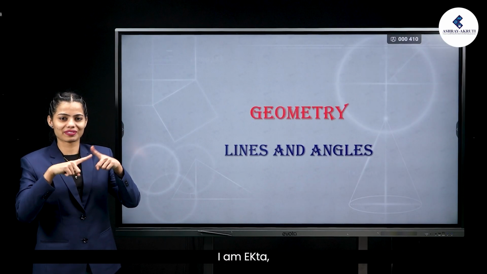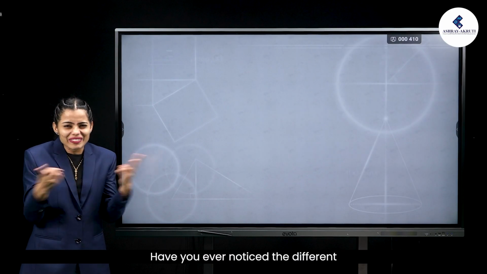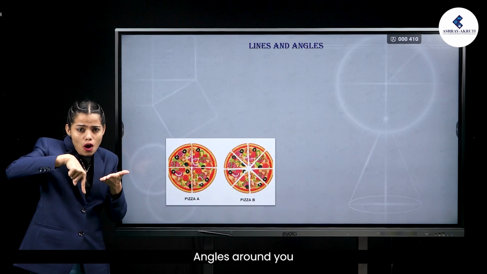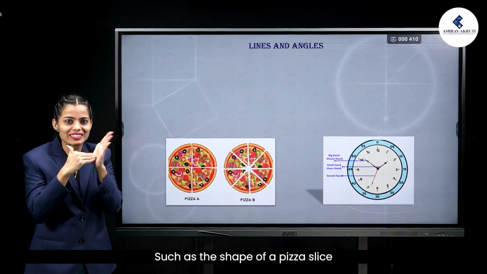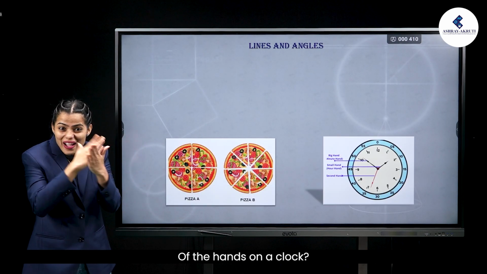I am Ekta. Have you ever noticed the different angles around you, such as the shape of a pizza slice or the position of the hands on a clock?